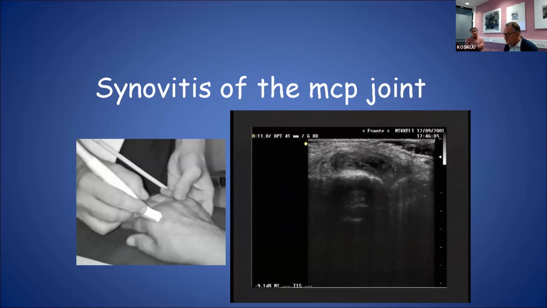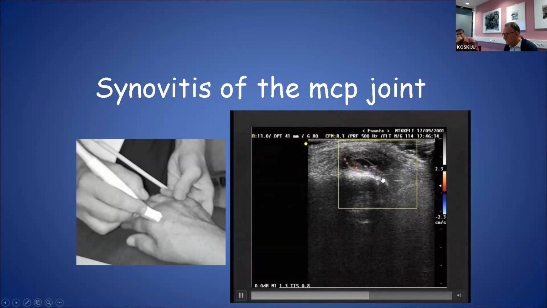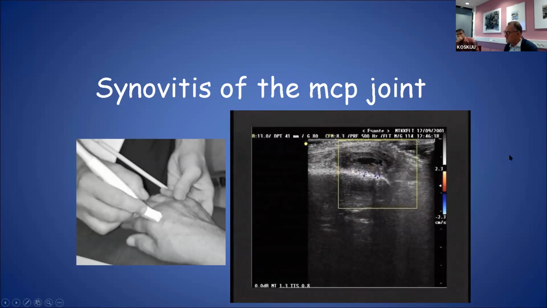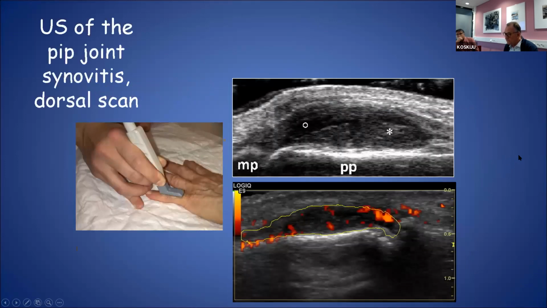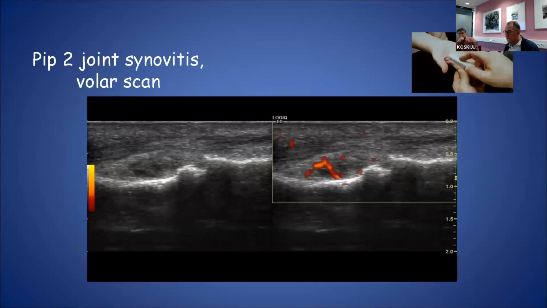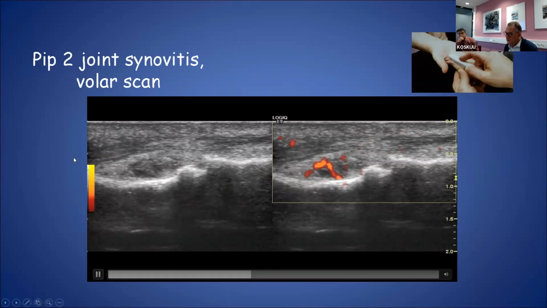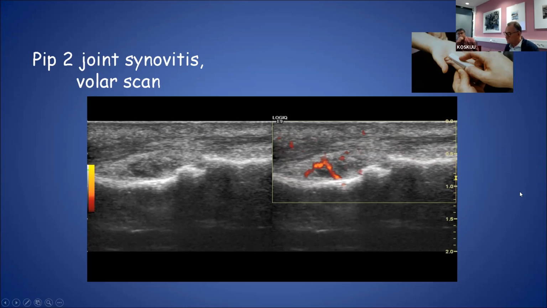Example of MCP joint synovitis: fluid, thickening of the synovium plus Doppler signal. Example of PIP joint synovitis, dorsal scan. Volar scan of synovitis in grayscale: widening of the joint space with synovial hypertrophy and Doppler signal.